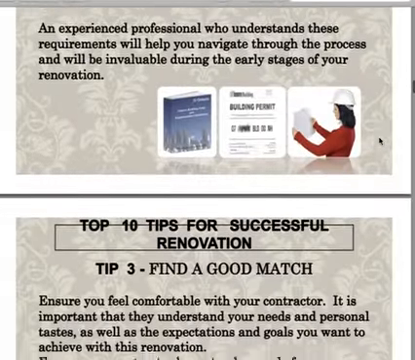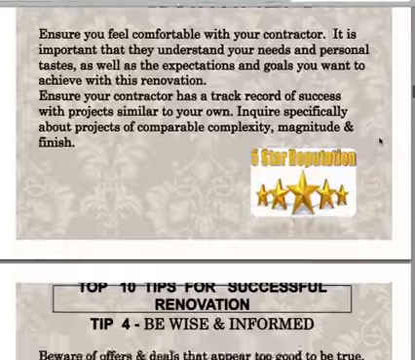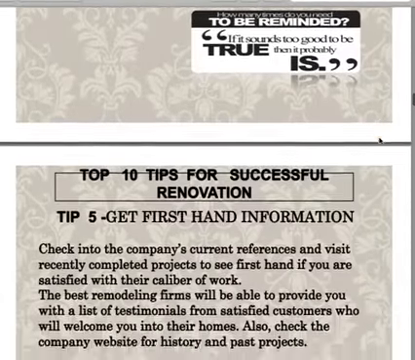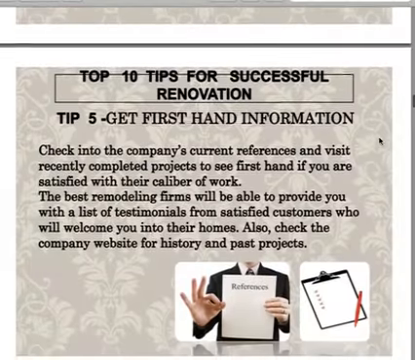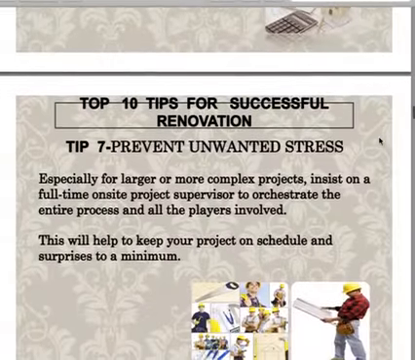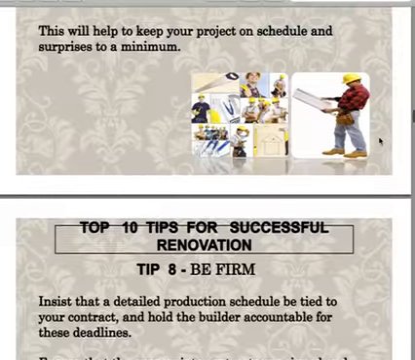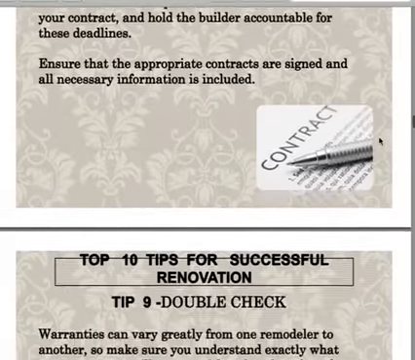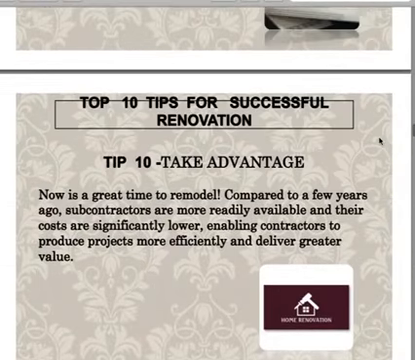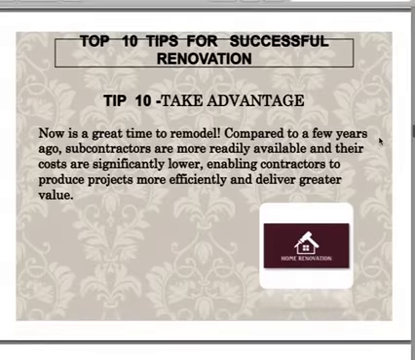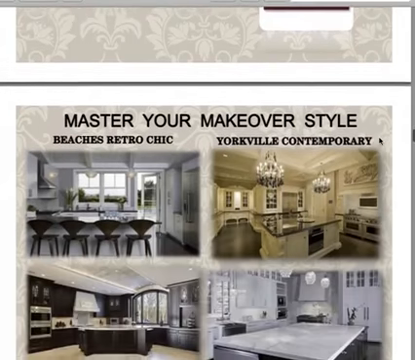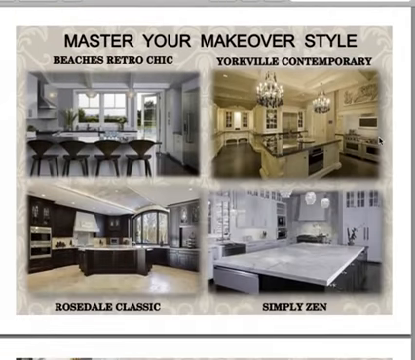So then some tips. Plan early. Find a good match. Be wise and informed. This was a draft, that's why the formatting is not great on this. Get first-hand information. Explore all your options. Prevent unwanted stress. Be firm. Double check. Take advantage. So there's things they should be looking for in a contractor. And of course, in a home remodel, we do them all, so we're going to be able to fit them all. And then we've got Master Your Makeover Style.